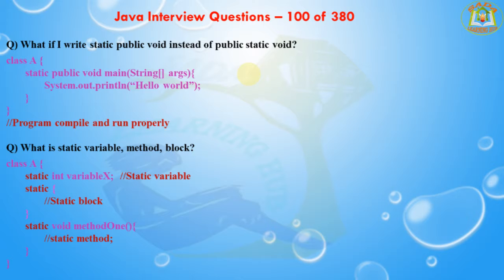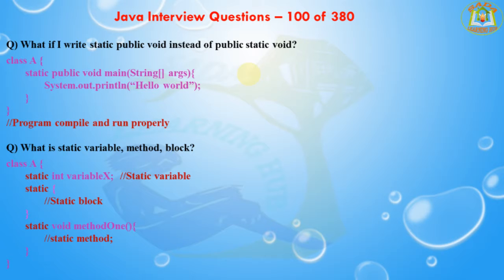Why is the main method static? Because an object is not required to call a static method. If it were a non-static method, the JVM would have to create an object first and then call the main method, which would lead to the problem of extra memory allocation.